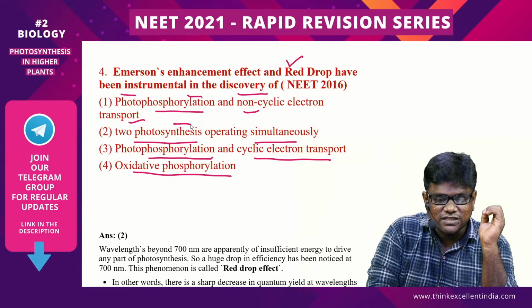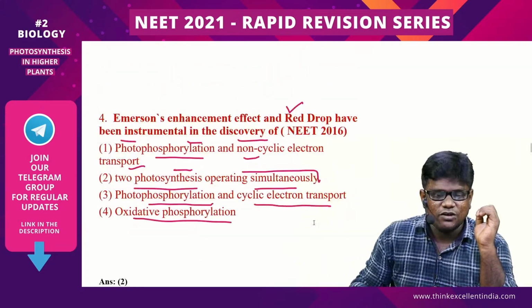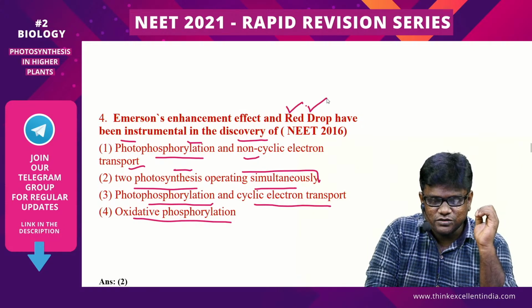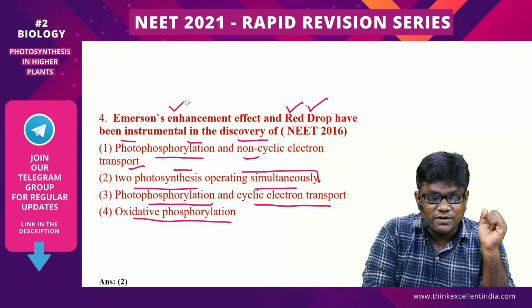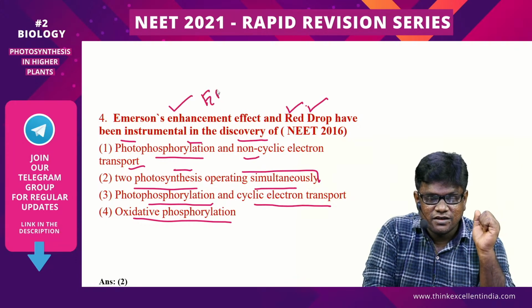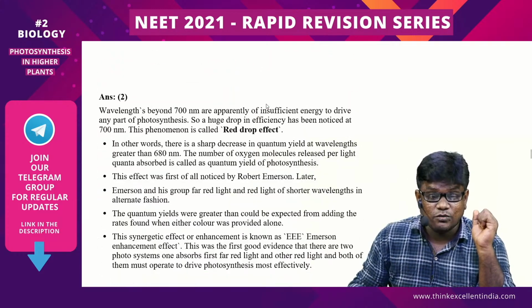Two photosynthetic processes operate simultaneously. That is the right answer. Why? Here you can see the red drop process and the photosynthesis process happening. The Emerson enhancement effect, that means triple E. That means the triple E process. That is also taking over in a particular place.